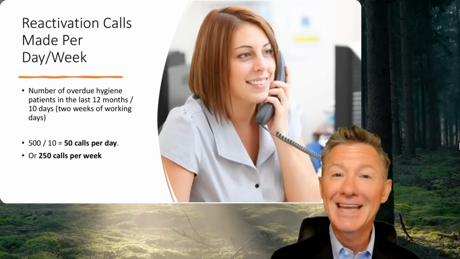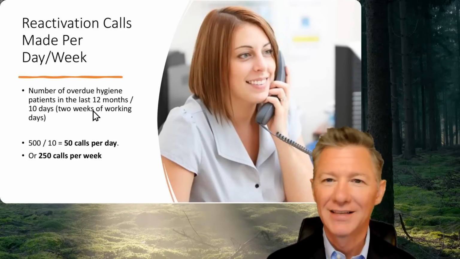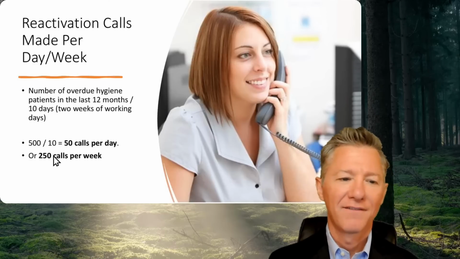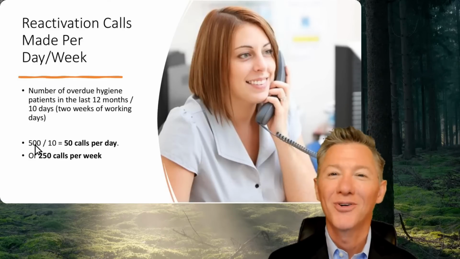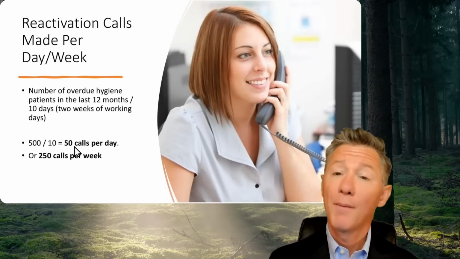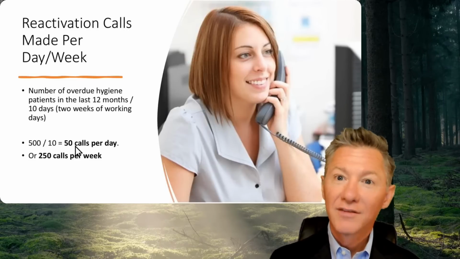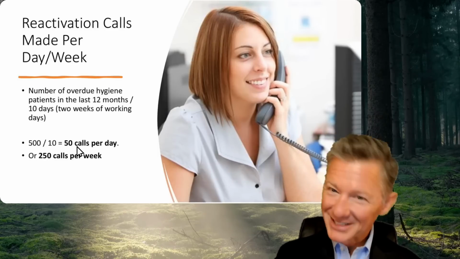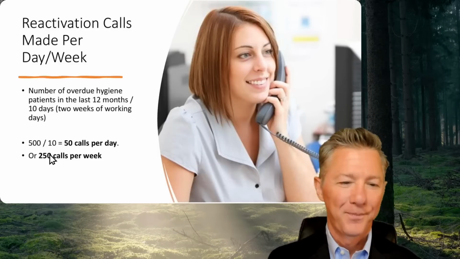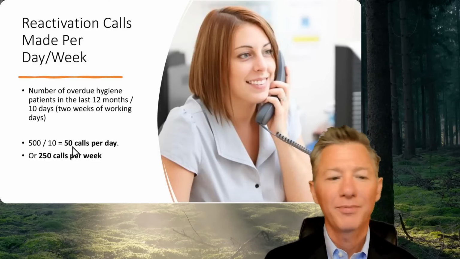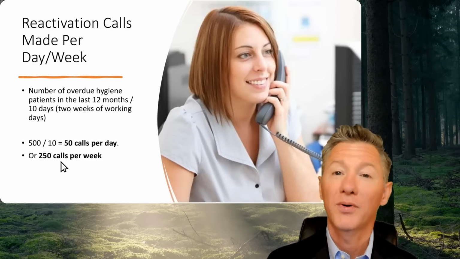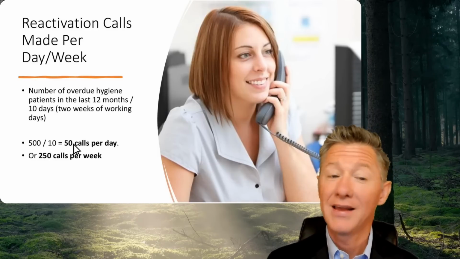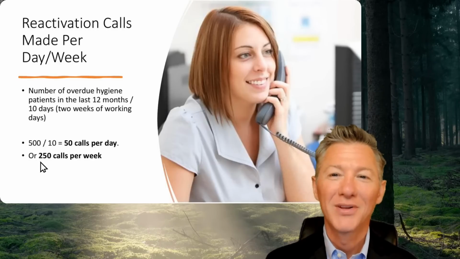I divide it by 10 days, or 2 weeks worth of working days. Let's assume just Monday through Friday. So I take that number, that let's say there's 500 patients in that overdue hygiene list. I divide it by 10 days, and I want my staff making 50 calls a day for 2 weeks, and then go through that list. And then after 2 weeks, we print the list again, and we start at the beginning of the list and go through the list. So I want them making 50 calls per day, or 250 calls per week. And again, I don't necessarily care how many calls are made per day, but at the end of the week, I want to make sure that there have been 250 calls made.